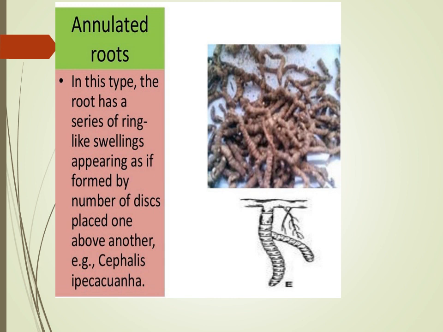And the last one would be annulated root. In this type, a root has a series of ring-like swellings, appearing as if formed by a number of discs placed one above the other. Example for this is Cephaelis.